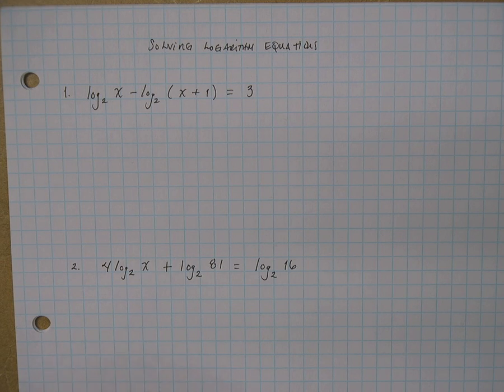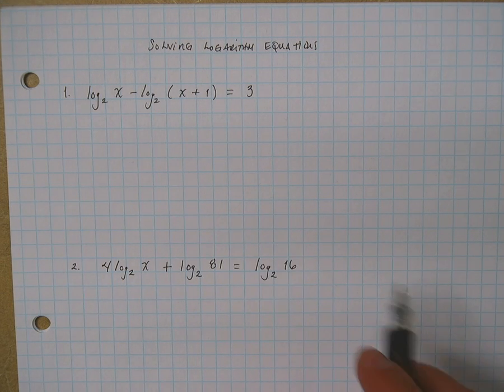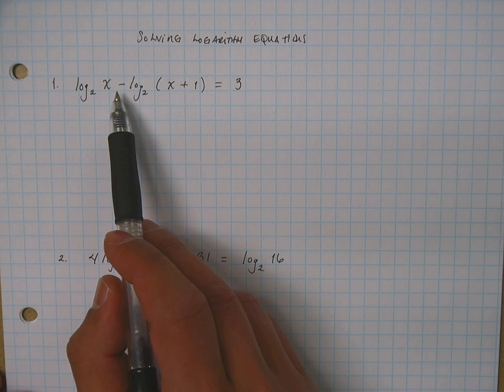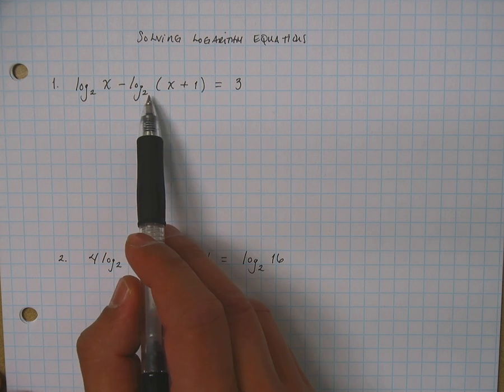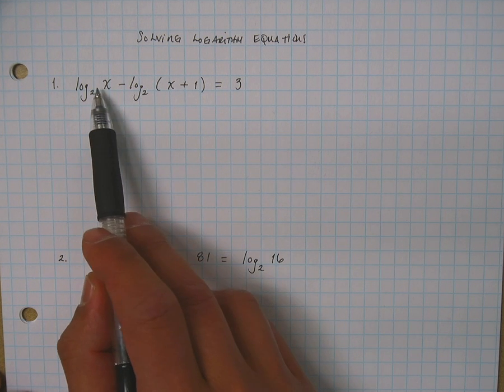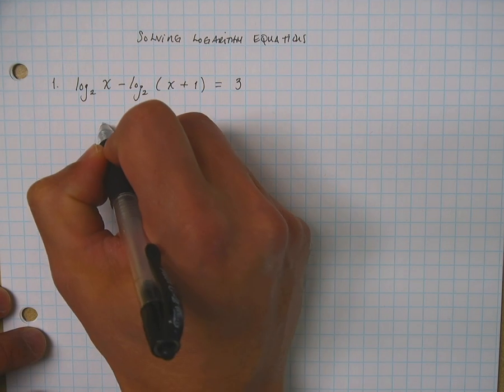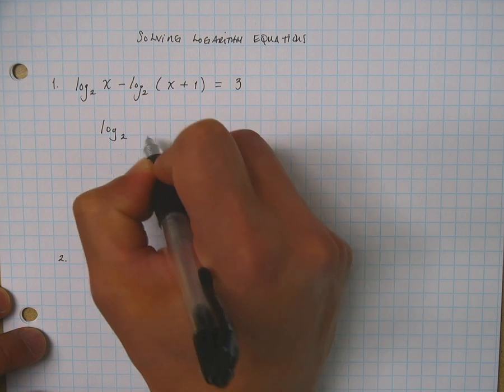Hey guys, I want to go ahead and talk about solving some of these logarithm equations. They can be a little bit tricky. These are a little bit more complex, but we have to remember our log properties. So remember that when we have subtraction and the bases are the same, I can take these two and make it into division. So what I'm going to do is log base 2.